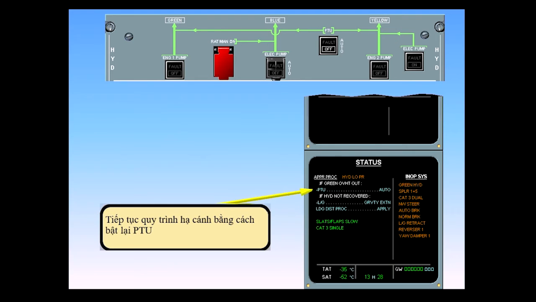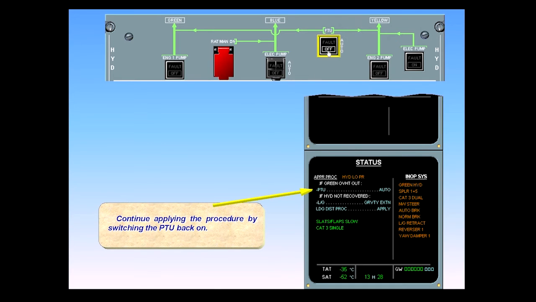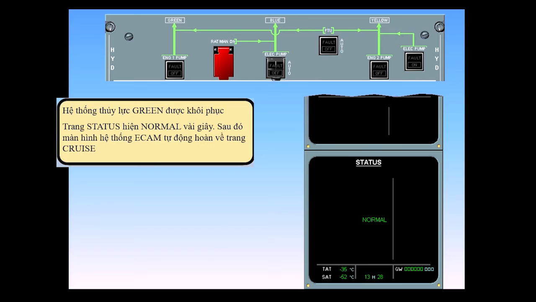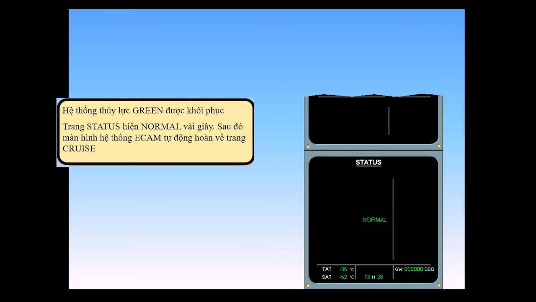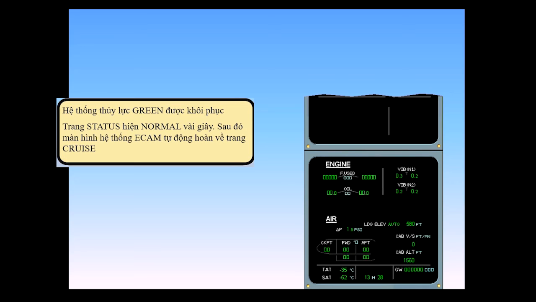Continue applying the procedure by switching the PTU back on. The green hydraulic system is restored. The status page shows normal for a few seconds. Then the ECAM system display automatically reverts to the cruise page.